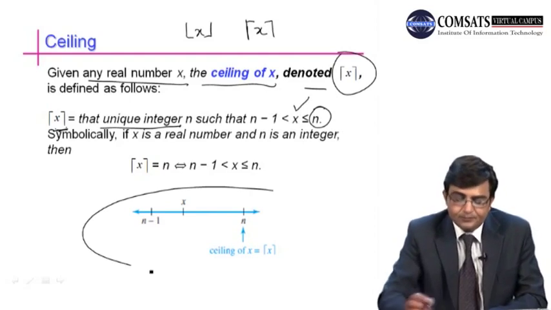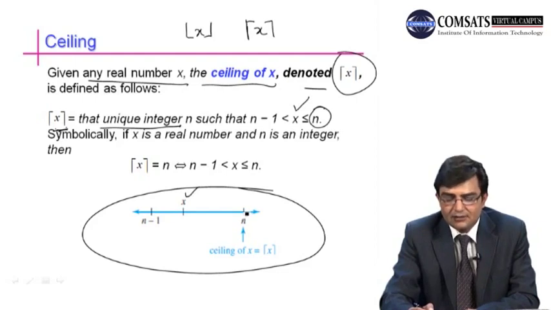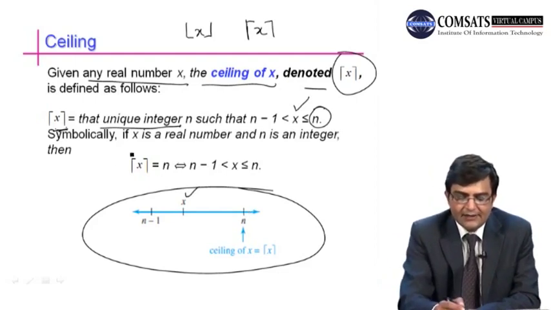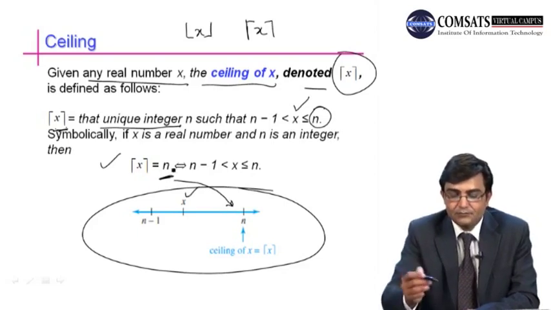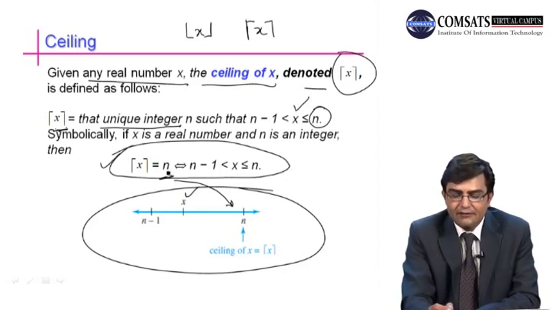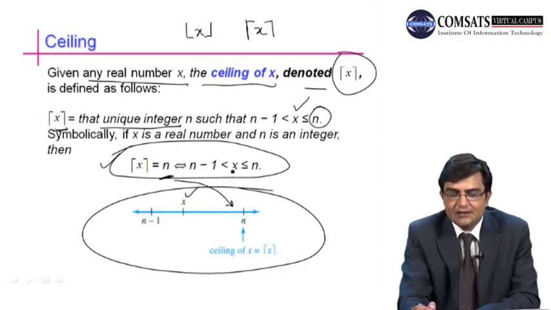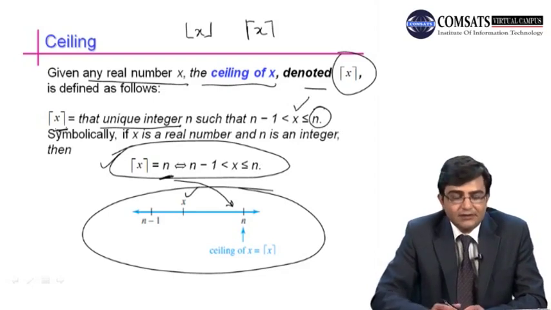In the figure here, if we take x, what is the immediate lesser integer? Basically n minus 1. And what is the immediate greater integer? n. So the ceiling of x is that integer which is the immediate greater integer than that real number. So this is the formal definition of the ceiling function: ceiling of x is equal to n if and only if n minus 1 is less than x, which is less than or equal to n. So this was the definition of ceiling and floor functions.